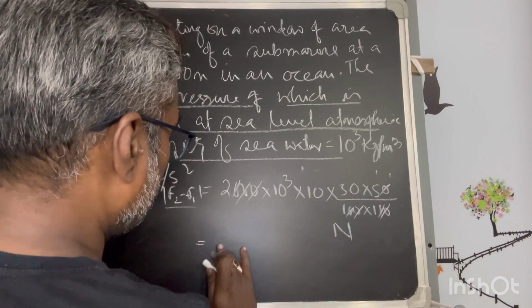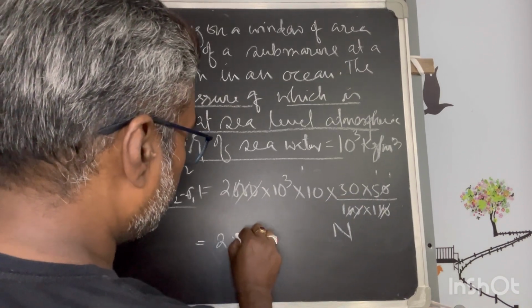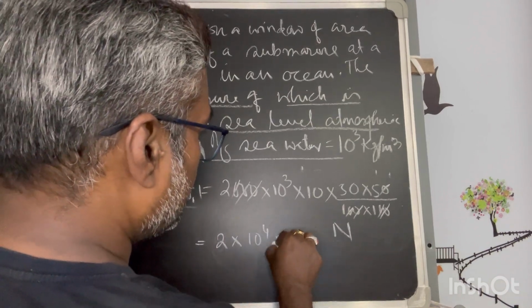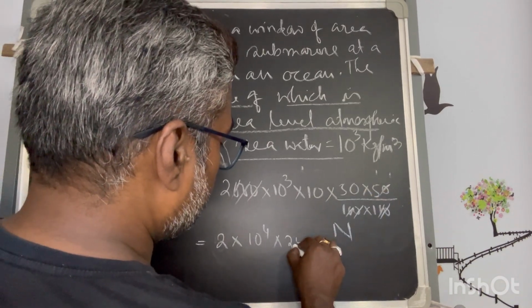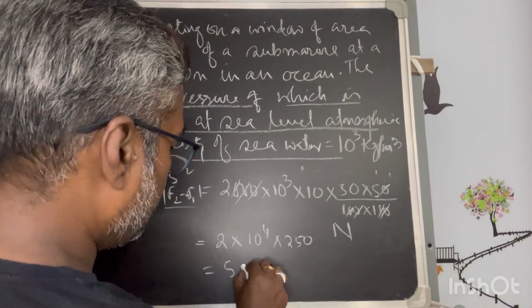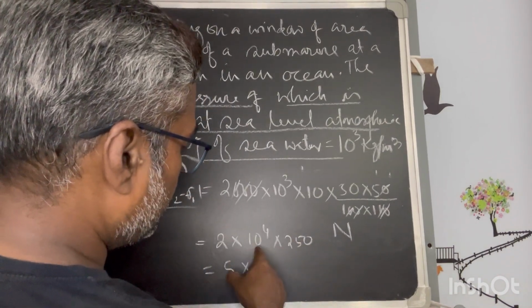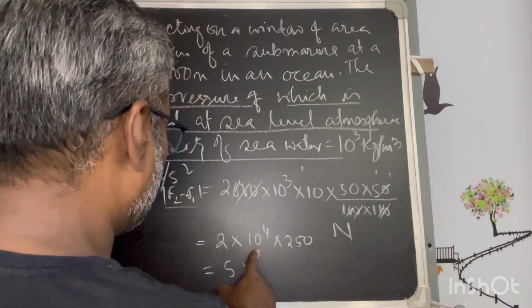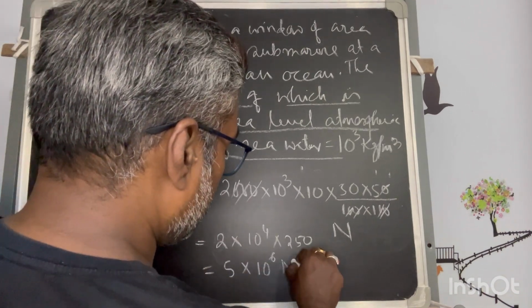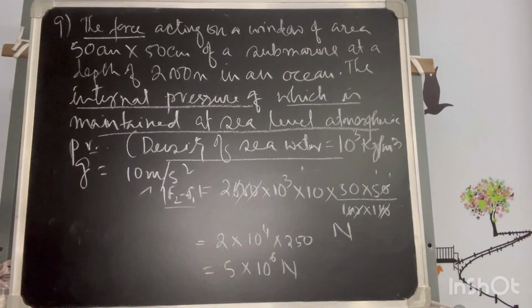So let me write all the remaining ones. This together is 10 to the power 4 into 5 into 5, 250. So ultimately 500, 5 will remain, 10 to the power 2, 10 to the power 4, 10 to the power 6 Newton. So this is the force acting on the glass, the resultant force acting on the glass.